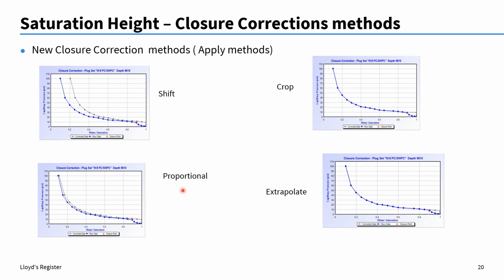The proportional method is one of the new methods that we added. It takes the closure saturation value and divides the saturation plot value by that value. In other words, it stretches the curve, so you will see your closure correction point there. The crop method cuts the plot at that point and at that value. The extrapolate method is similar to the crop method, but it extrapolates the last gradient and takes the closure correction point straight out.